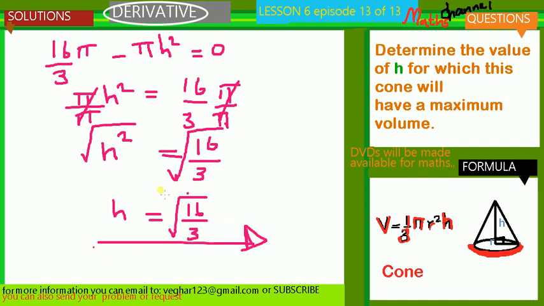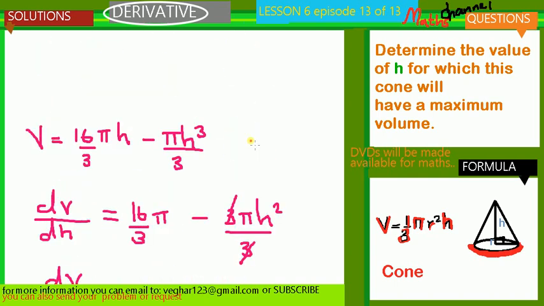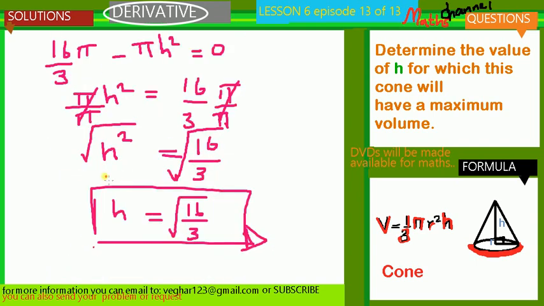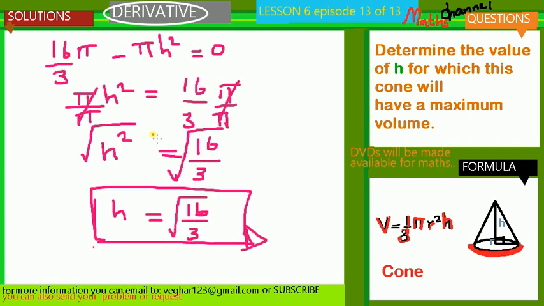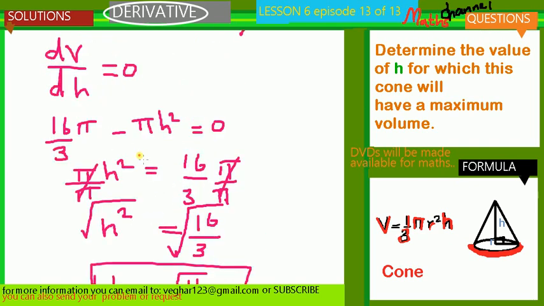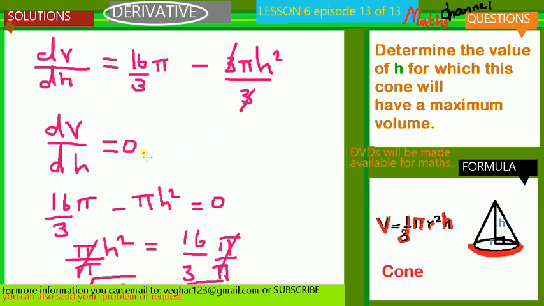Then we are done. You can simplify it, put it in a calculator. If they ask you the value of the volume, you'll substitute the value of h here. There's no question that we have been asked here, but in case they ask you to continue, they say find the volume of the cone, so we'll take the h and substitute it here.